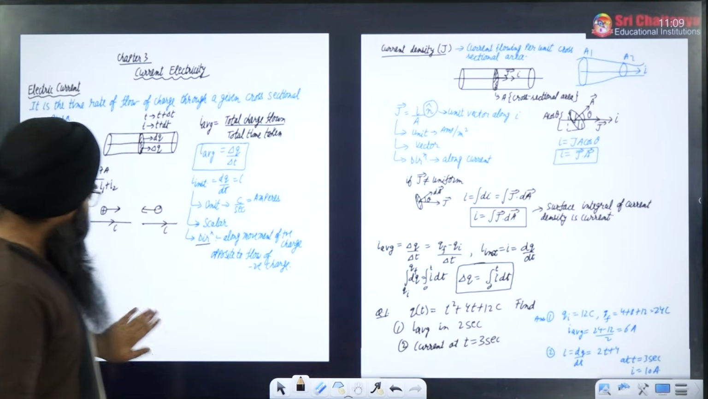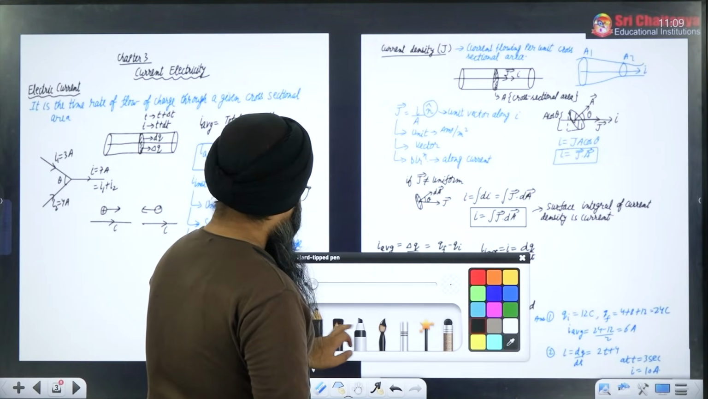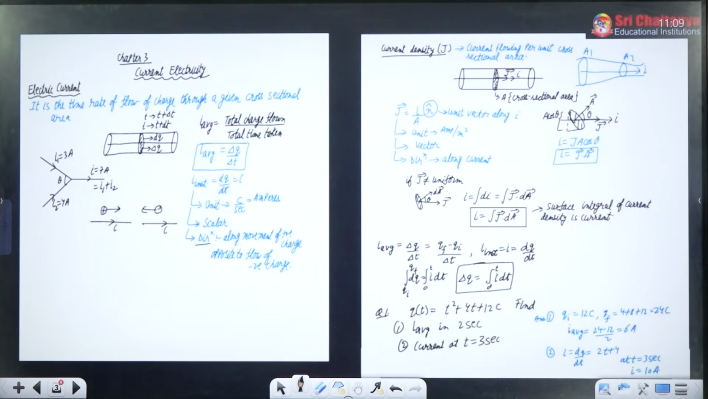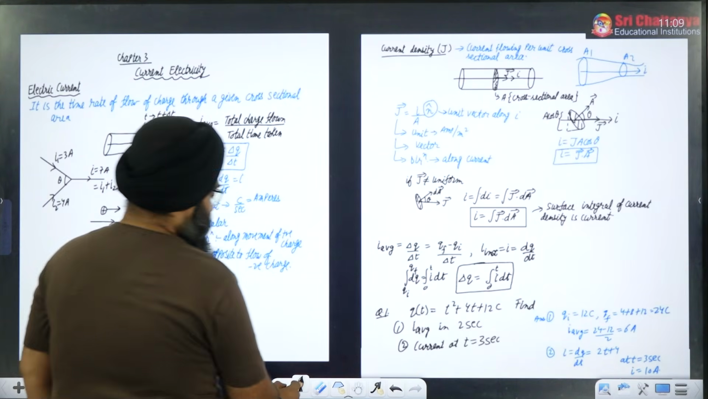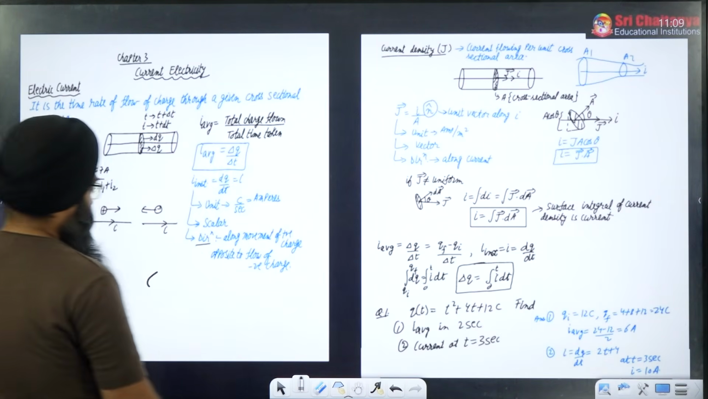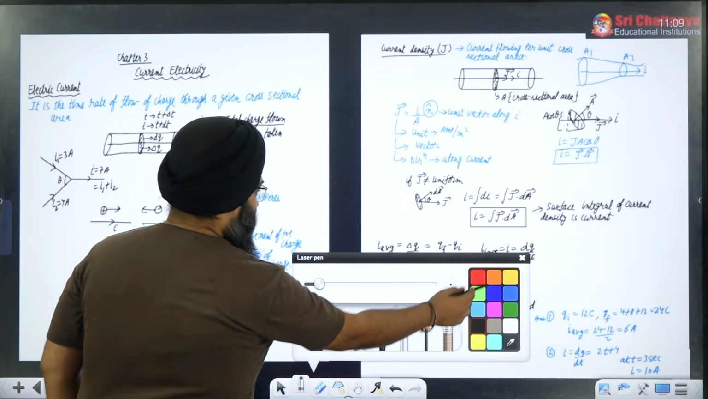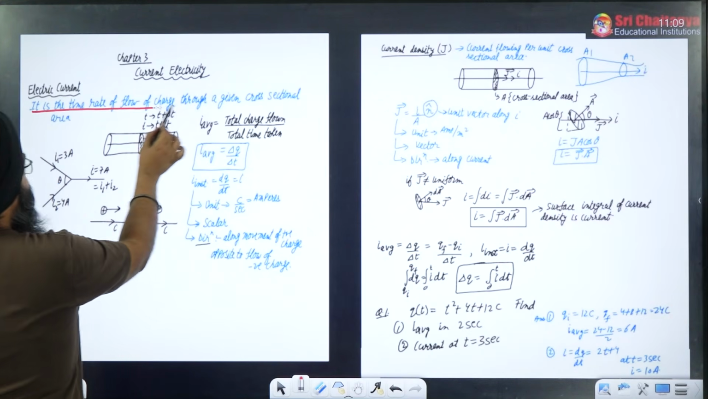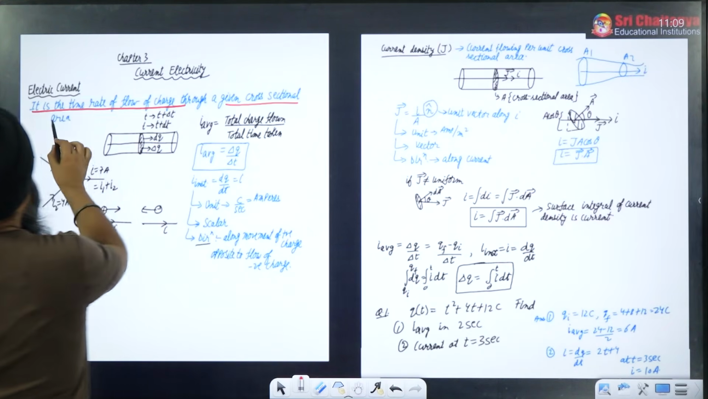The first concept is related to the definition of current. Whenever we define the value of current, please understand that electric current is the time rate of flow of charge through a given cross-sectional area.